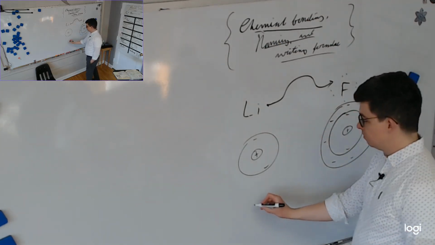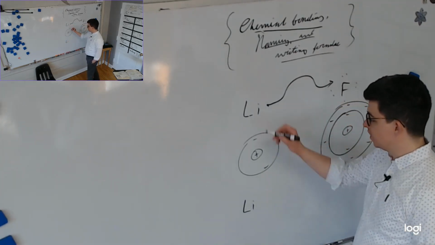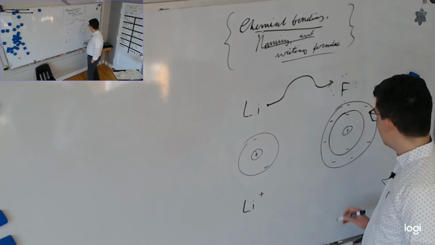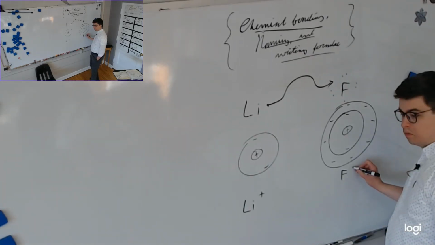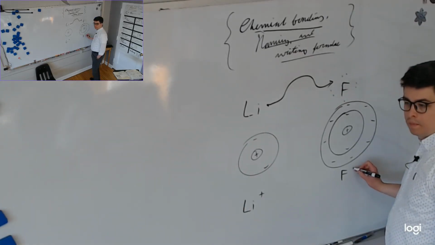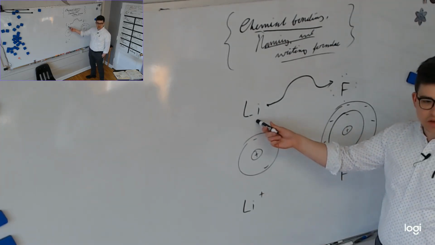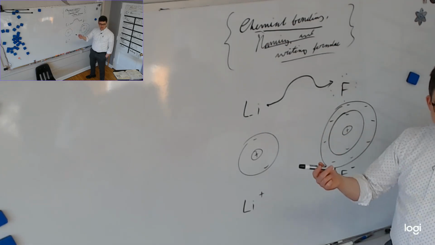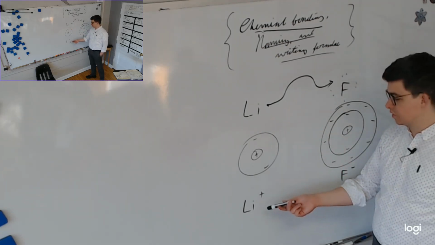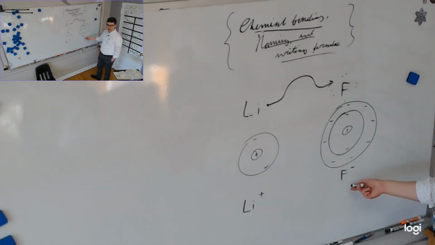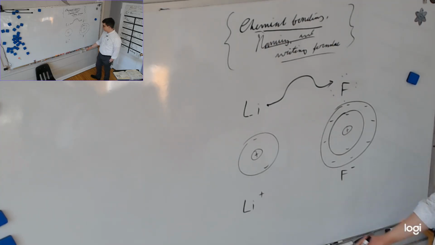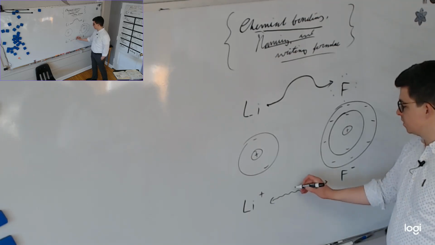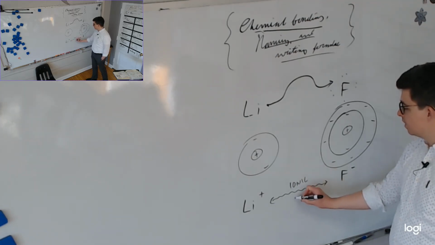But lithium now is not, it's not lithium, it's lithium what? It's a lithium ion, so it's lithium plus, and this is fluorine minus. Why is lithium plus even though it lost an electron? Because electrons have a negative charge, and so if it lost an electron, positive charge. Fluorine has a negative charge. What do we know about positive and negative? Opposites attract. There's an ionic bond.